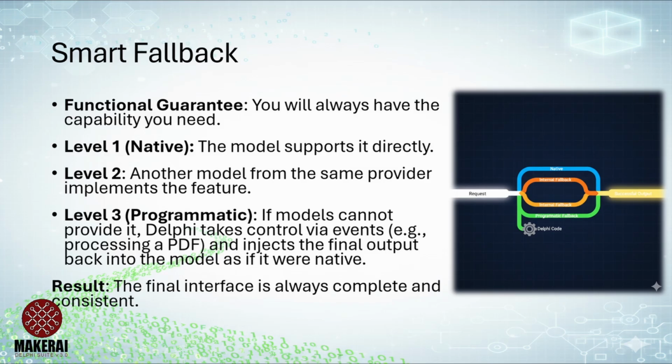That's where our 3-level automatic fallback capability shines. Level 1 is native. The model supports it directly, the ideal case. Level 2 is the internal fallback. If the main model can't do it, the suite automatically uses another one that can, like using DALL-E if you're with OpenAI. And if that fails too?